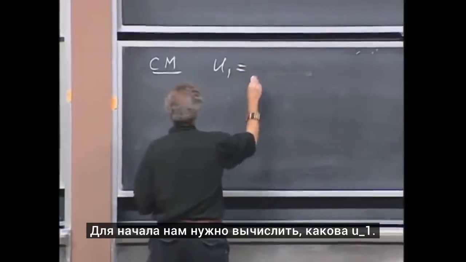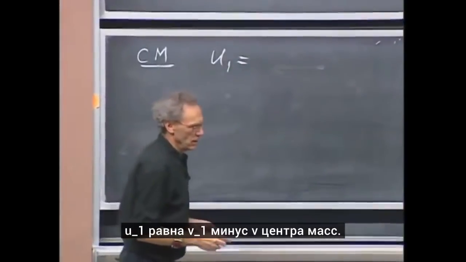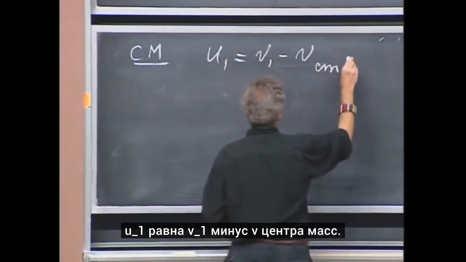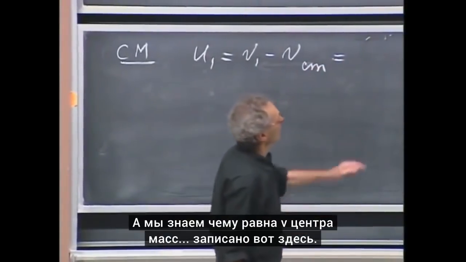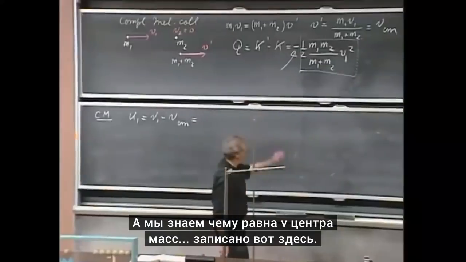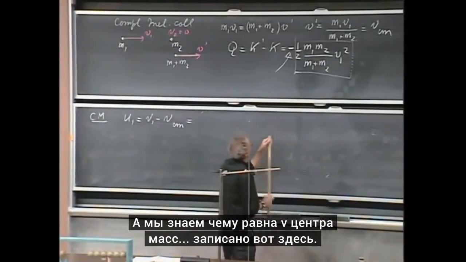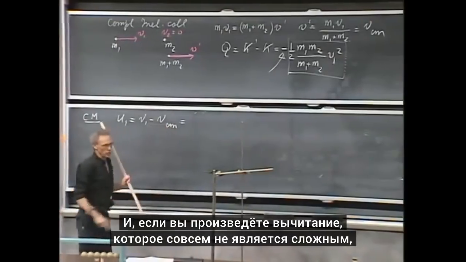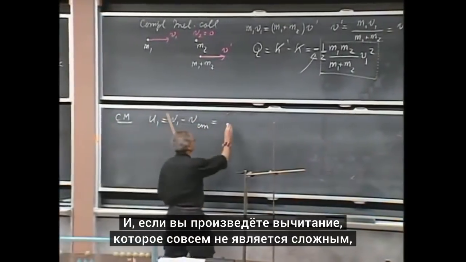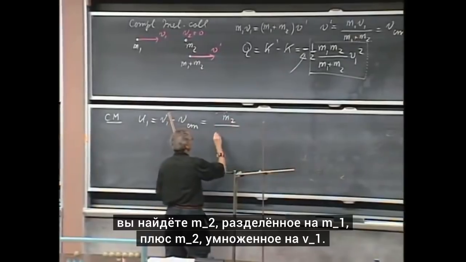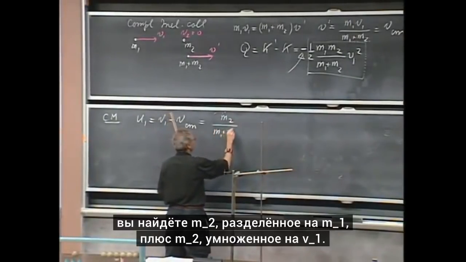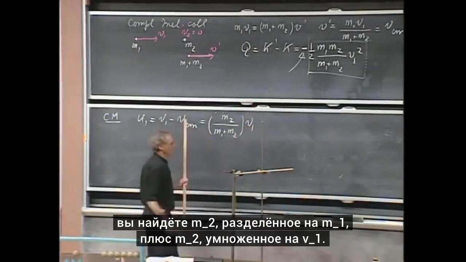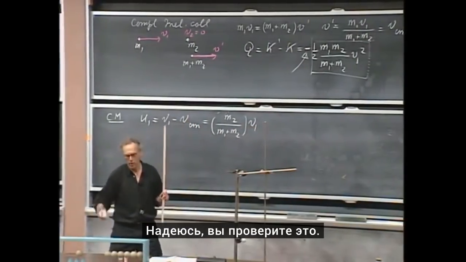So we first have to calculate what U1 is. Well, U1 equals V1 minus V center of mass. And we know what V center of mass is. It's right there. That's where it is. And if you do the subtraction, which is by no means difficult, you will find M2 divided by M1 plus M2 times V1. And you check that, I hope.